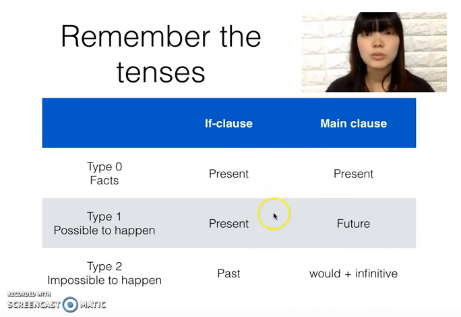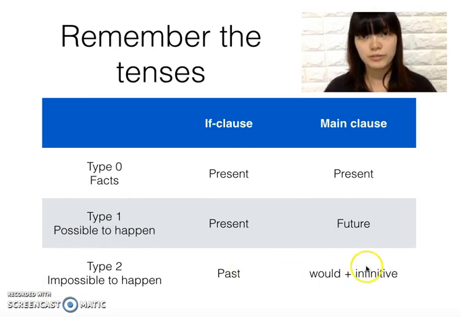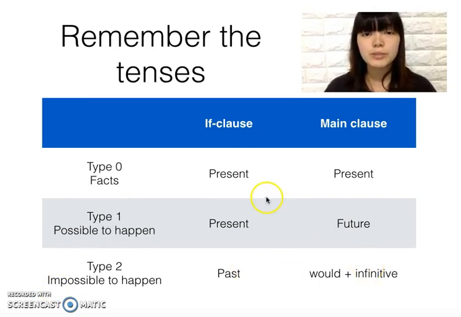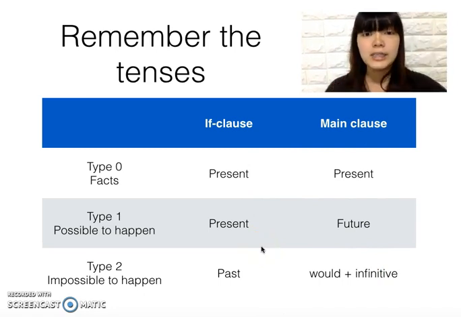If you don't put in the effort to remember these, you will never be able to identify the conditional sentences, okay? So remember, type 0, present, present. Type 1, present, future. Type 2, past, would infinitive, okay? But be careful, sometimes the main clause and if clause can switch. You can put a main clause in the front and an if clause at the back. But this is my format: the if clause goes first, then a comma, and then the main clause, all right?